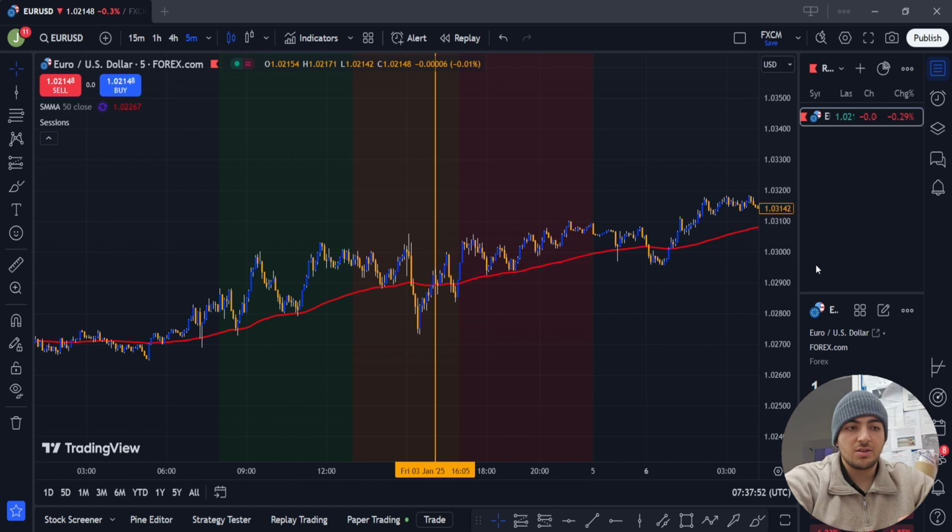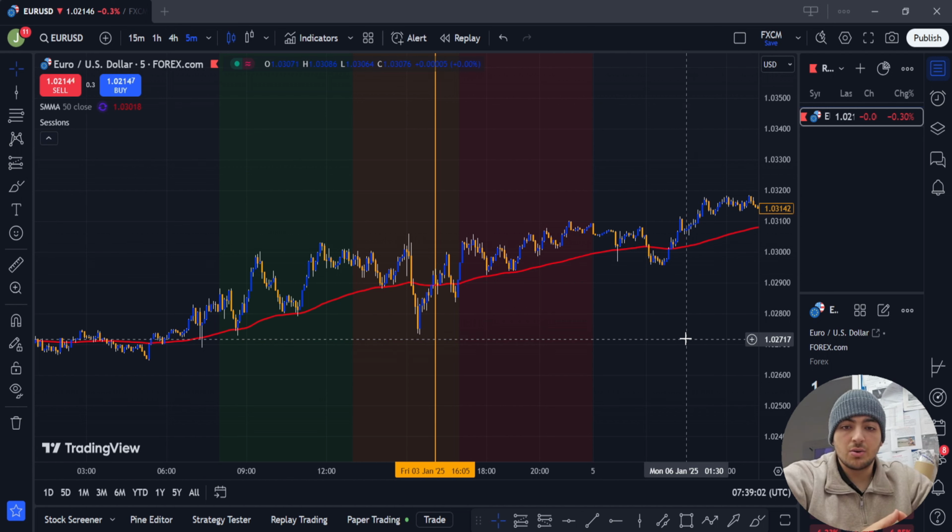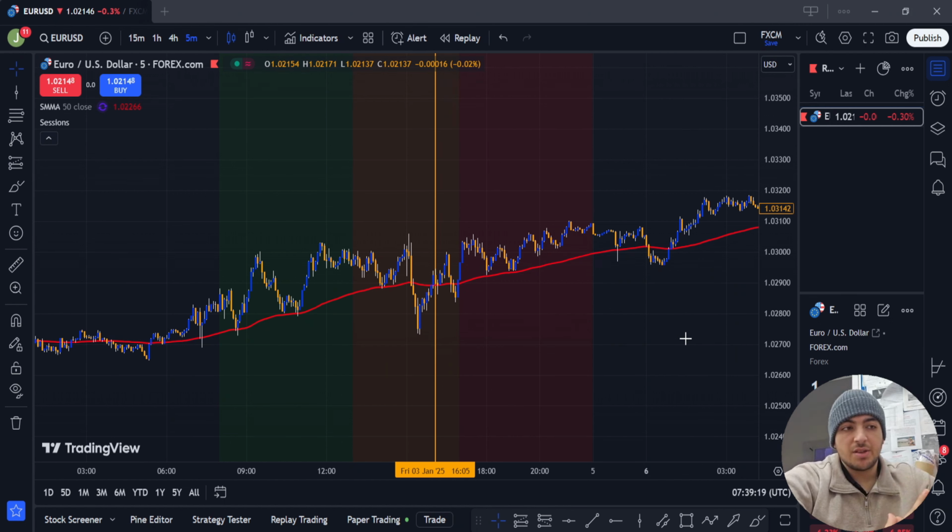GMT time. Now the best time I tend to find while trading is between 10 a.m. GMT and 4 p.m. This is purely because I like the volatility I get with the London and New York session. However, I don't want to get stuck in the noise on the first London open, so I normally tend to avoid that.